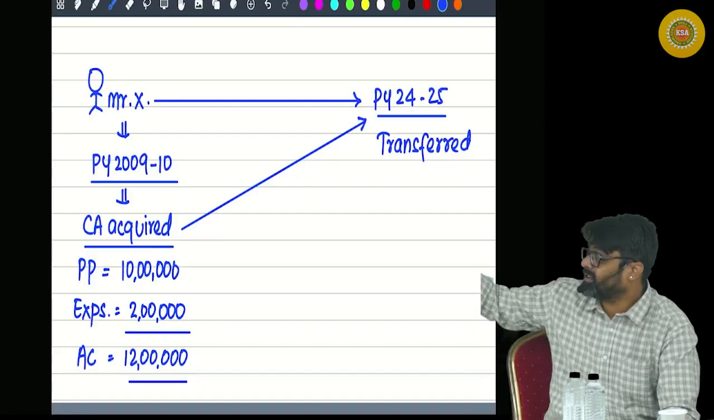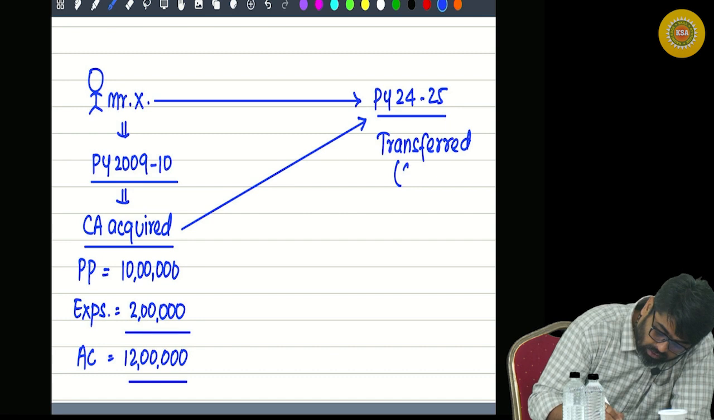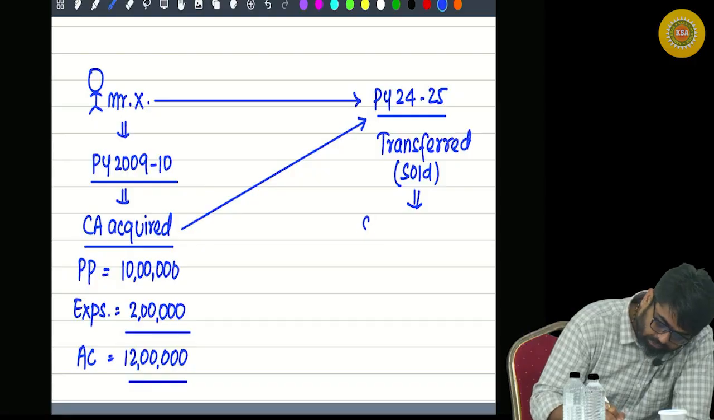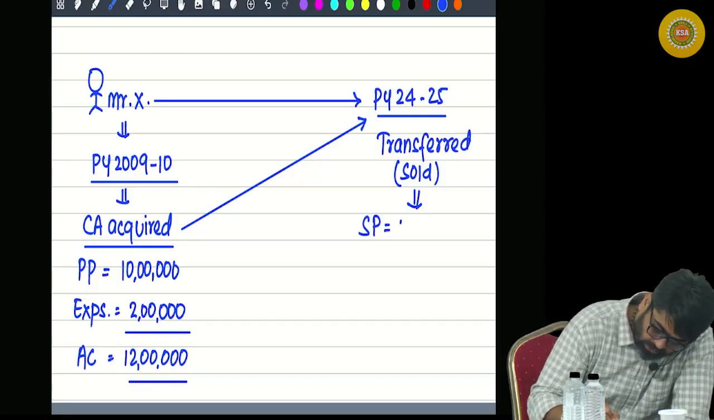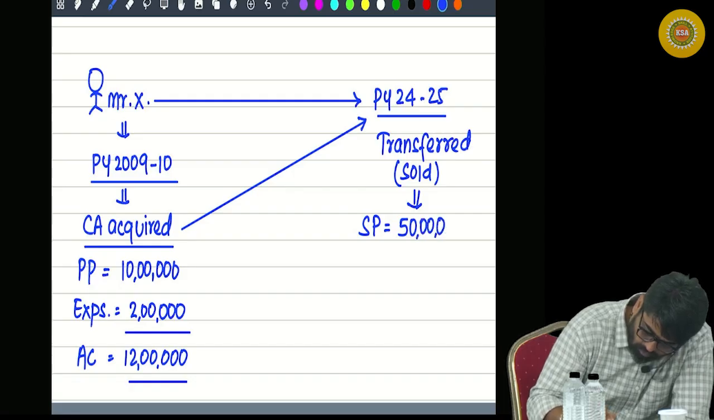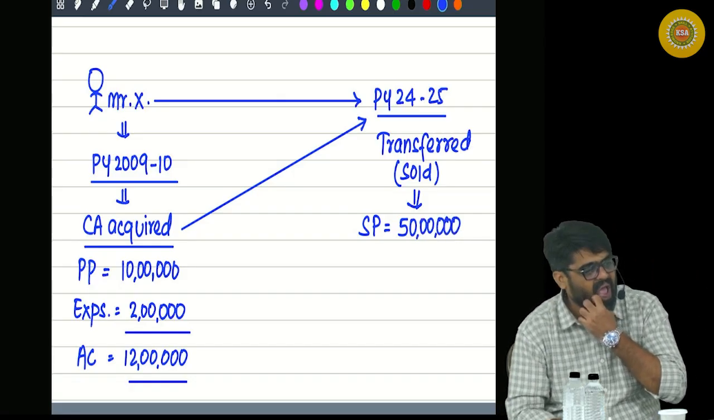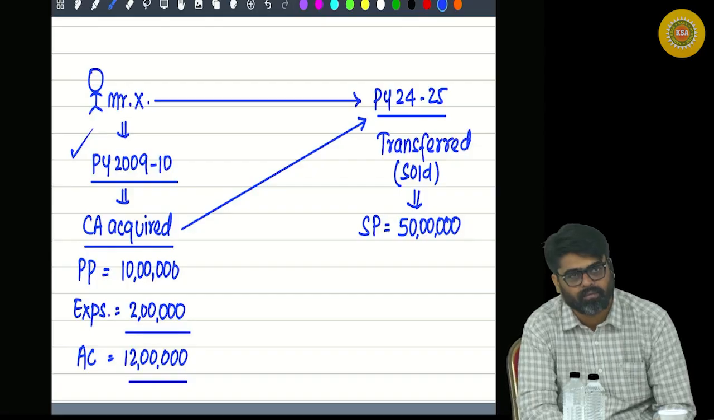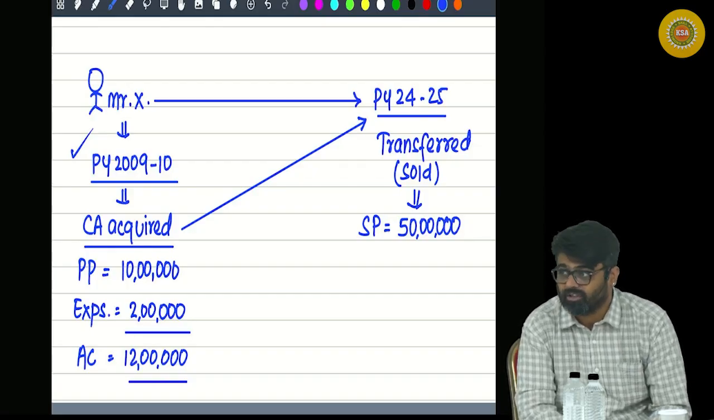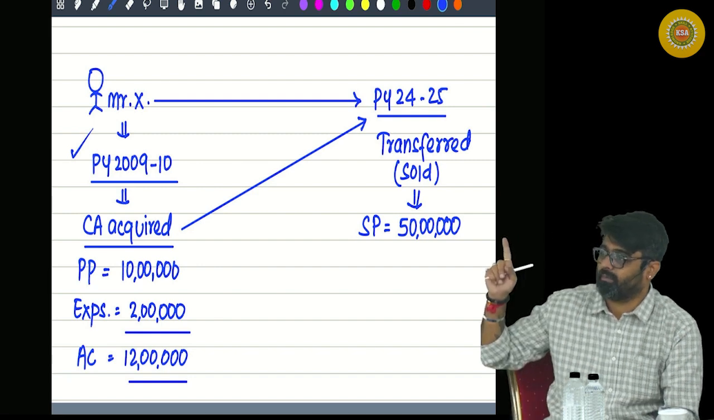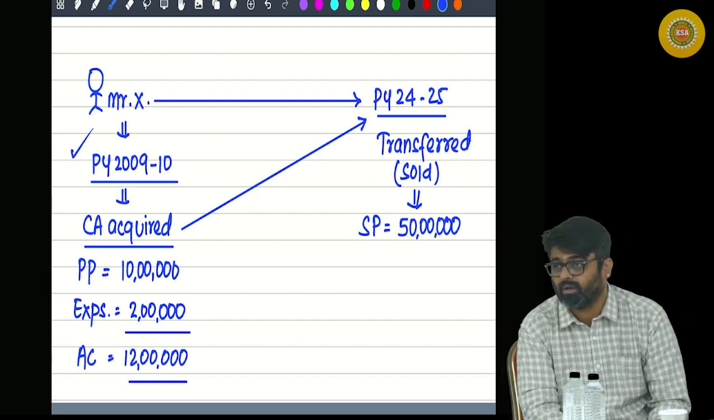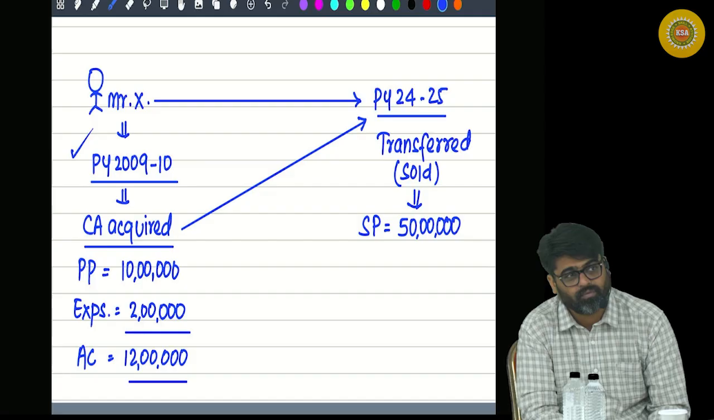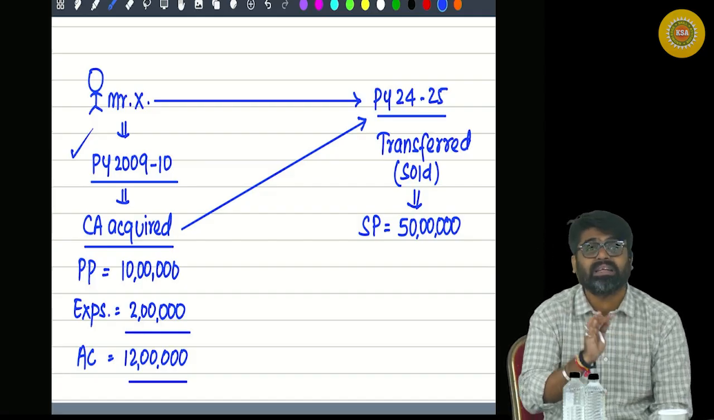So let's take the example that he is selling. Transferred means he sold. So the capital asset was sold for a selling price of rupees 50 lakhs. So you are an assessee. Now in this year, what are you doing? Transferring your capital asset. So at the time of transfer, will you calculate your capital gain? Full value of consideration. What will be your full value of consideration? 50 lakhs.